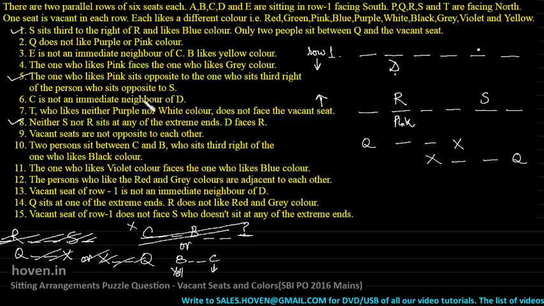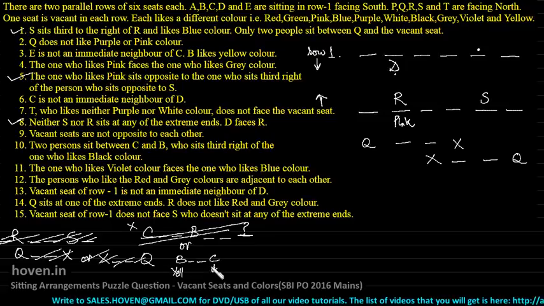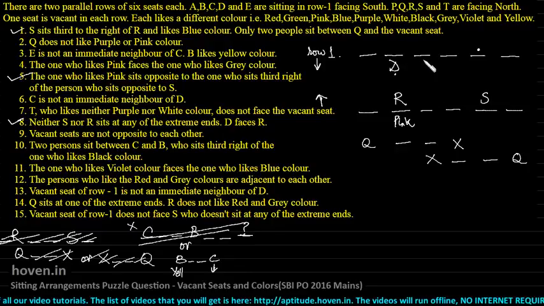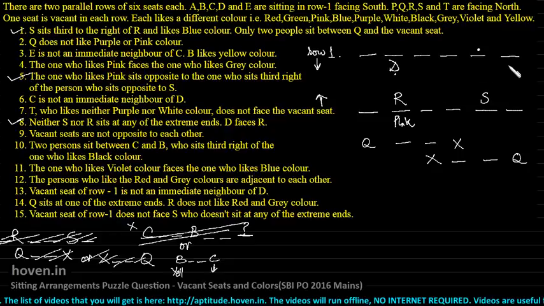C is not an immediate neighbor of D. Let us see. Now this one will bring something interesting for us. It means C is not an immediate neighbor of D. This means C is not here, not here. Now if C can't be in the first three positions, not here, D is already there, not here. C can't be in the first three. And after this there are three. This obviously means that C has to be at the corner.